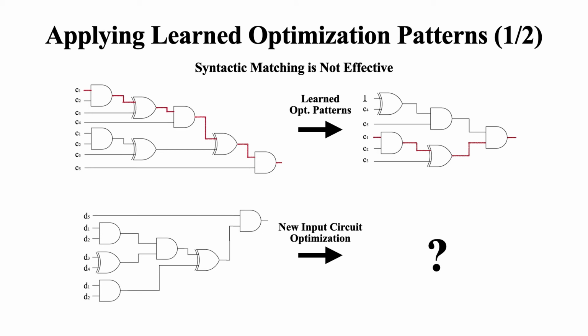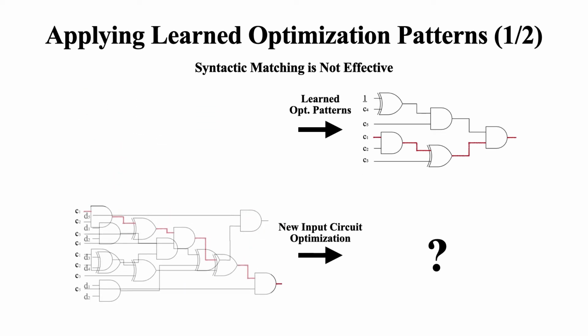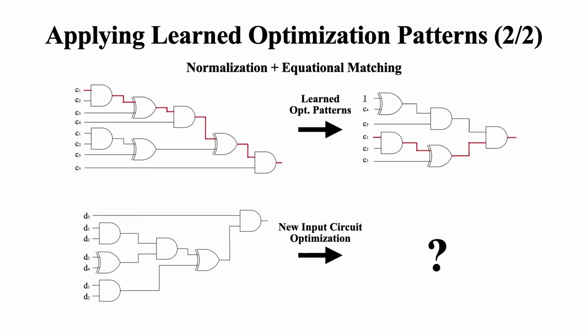Then, how can you apply the learned optimization patterns? Simply, we can match the pattern with the new input circuit syntactically. However, we cannot flexibly apply optimization patterns in this way. For example, we can find some similar subparts of two circuits, but it fails to match them syntactically. To deal with this limit, we use equational term rewriting that consists of normalization and equational matching.